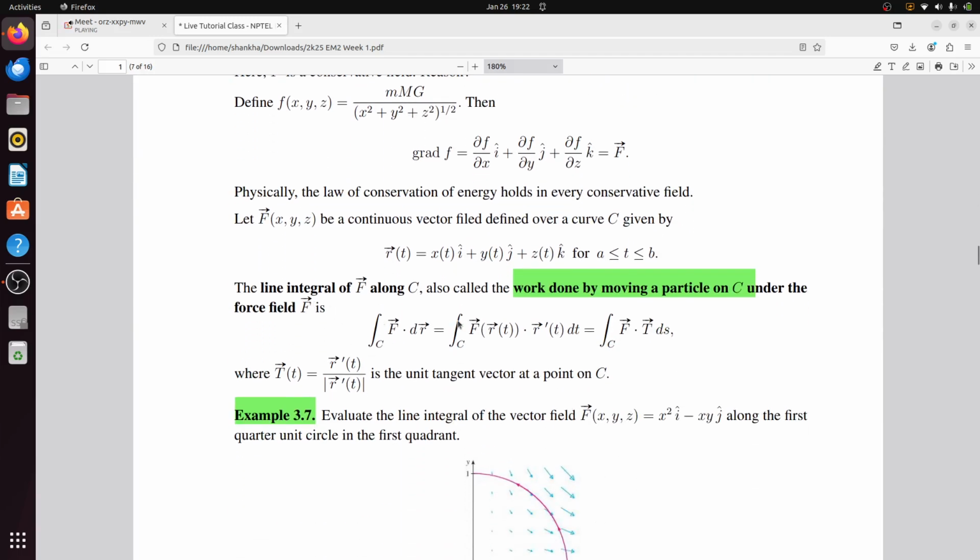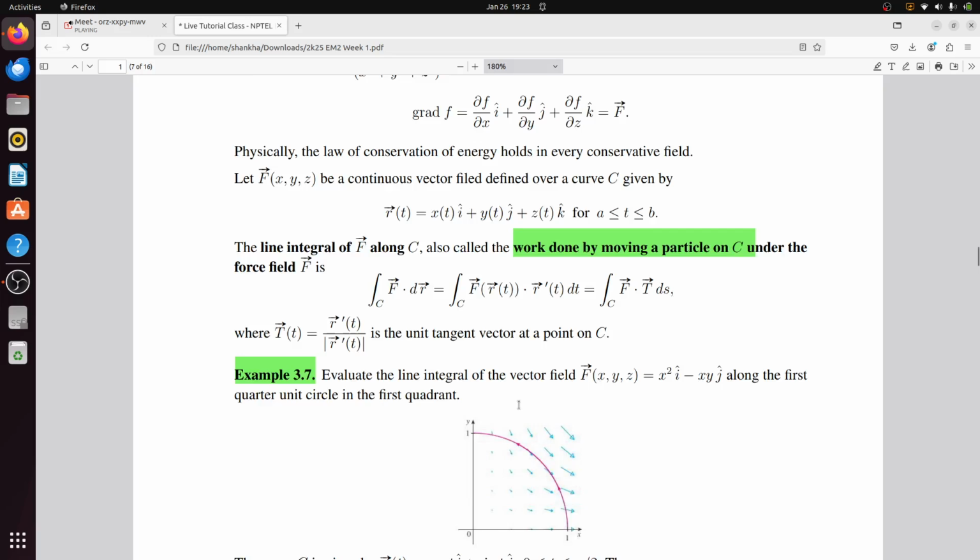Okay, that is the thing I was telling you. The line integration of F along C is called the work done by moving a particle on C under the force field F. So you have F dot dr. So this is your F dot dr. Okay, so what is this dr? You need to just determine it. I will discuss it through one problem. Next we will determine F dot dr.